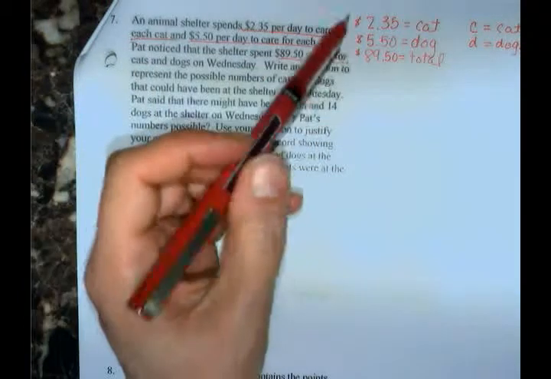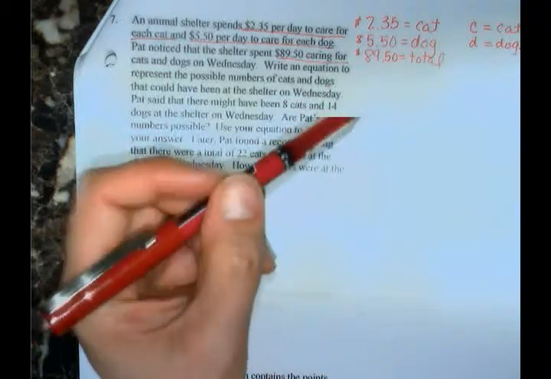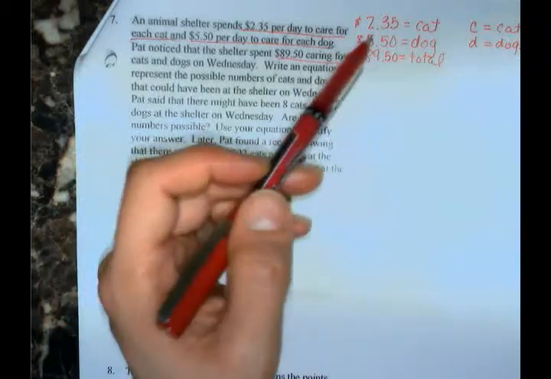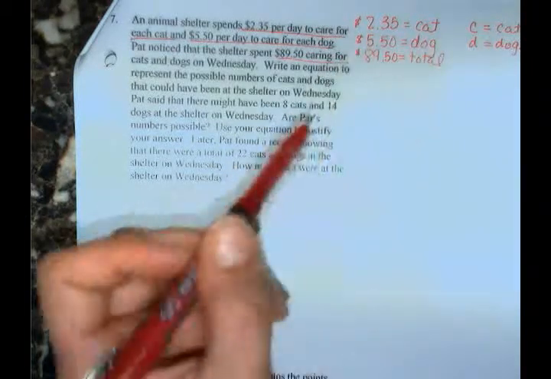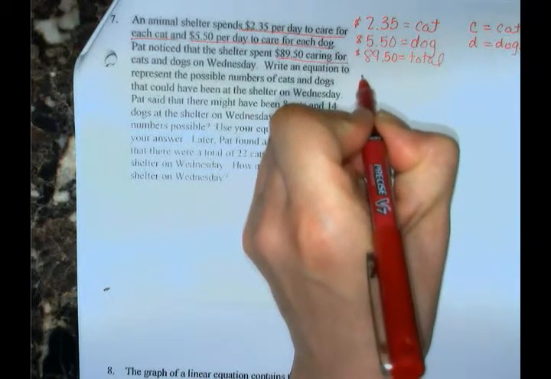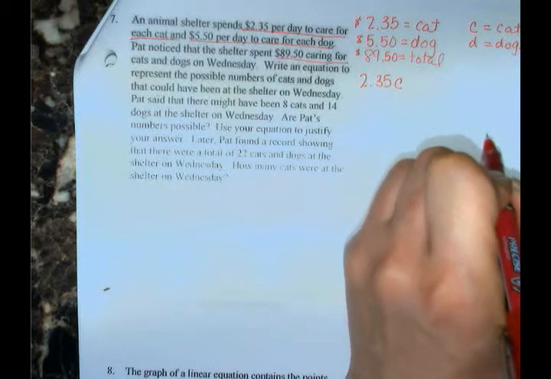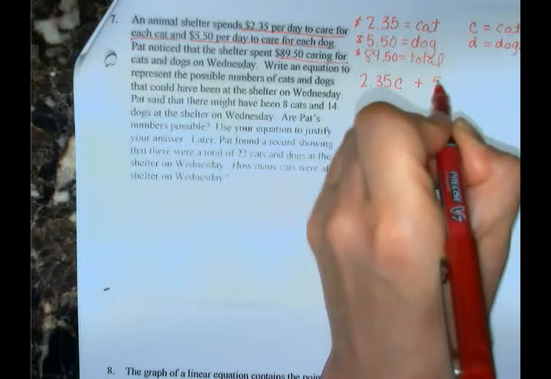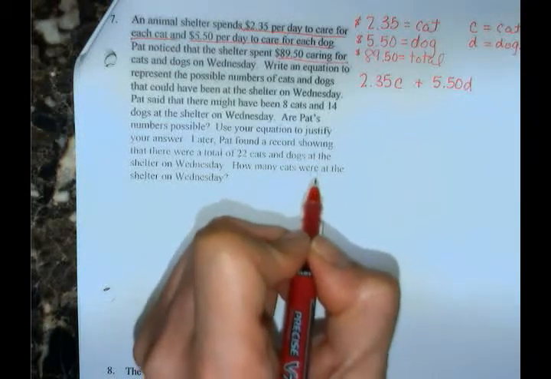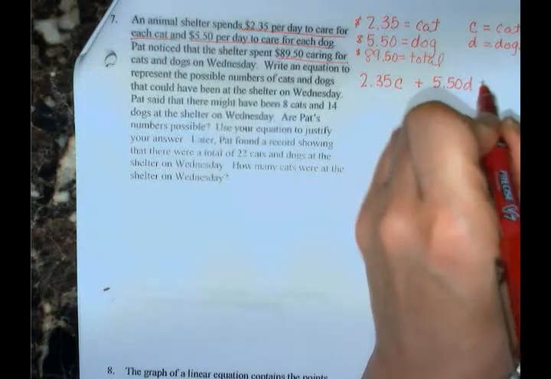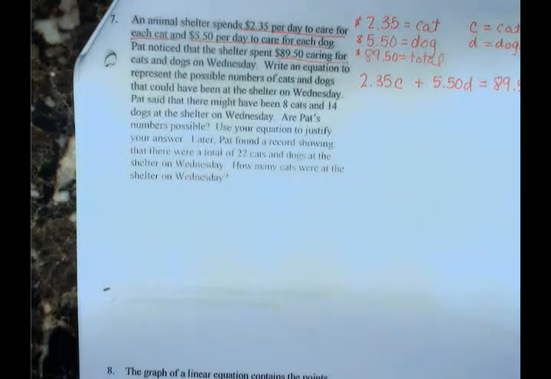If I want to make sure that I have money on one side of my equation, money on the other, I need to set up one equation that is going to multiply the cost of a cat by the number of cats that were present. So it should make sense to you that we would take $2.35, which is the price per cat, multiply it by the number of cats, plus the price per dog, which is $5.50, times the number of dogs, which we represent by D, because we don't know how many dogs were there. That should equal the total cost that was spent that day.